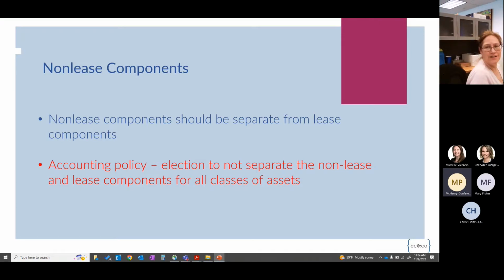But here's that second accounting policy that I was talking about. You guys can create an accounting policy to elect to not separate out the non-lease and lease components for all asset classes. And this is good because a lot of times those contracts might not tell you how much of that payment goes towards the actual object and the maintenance part. So if we adopt this accounting policy, then we don't have to go into that detail of trying to figure out what portion of that payment goes to maintenance and the actual item.